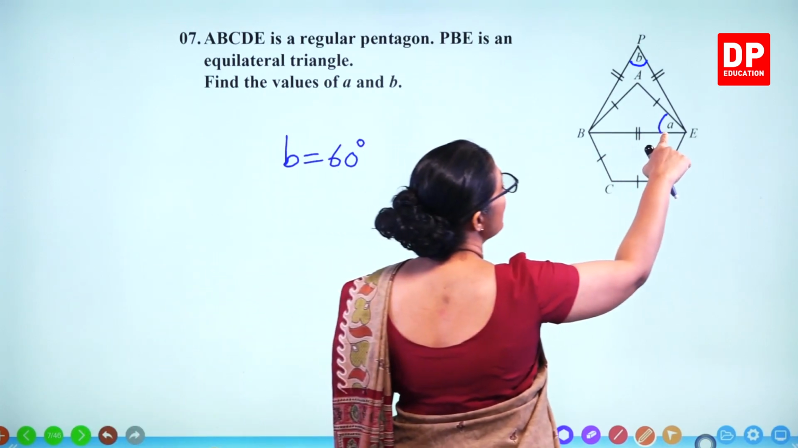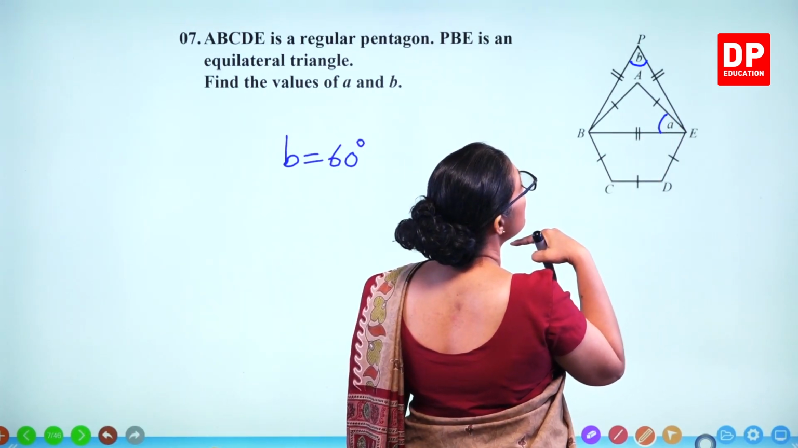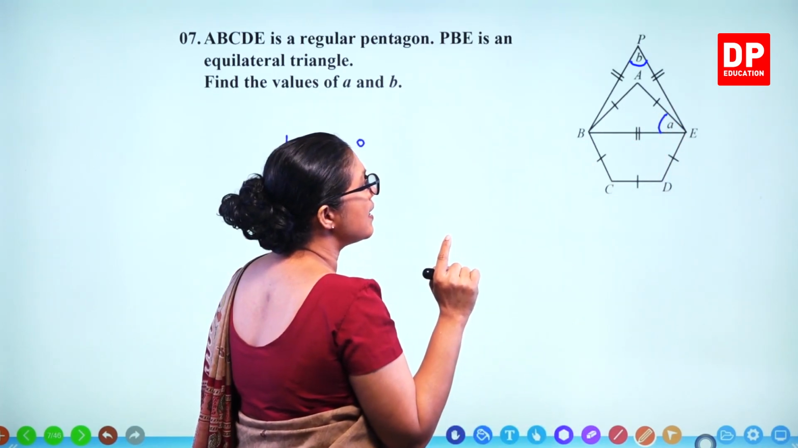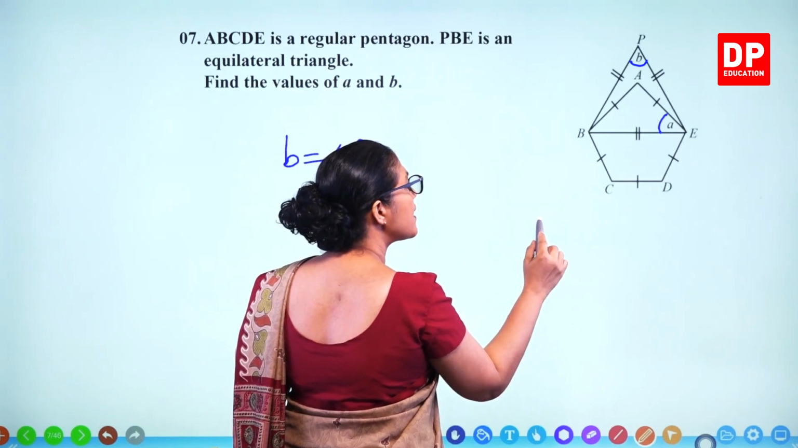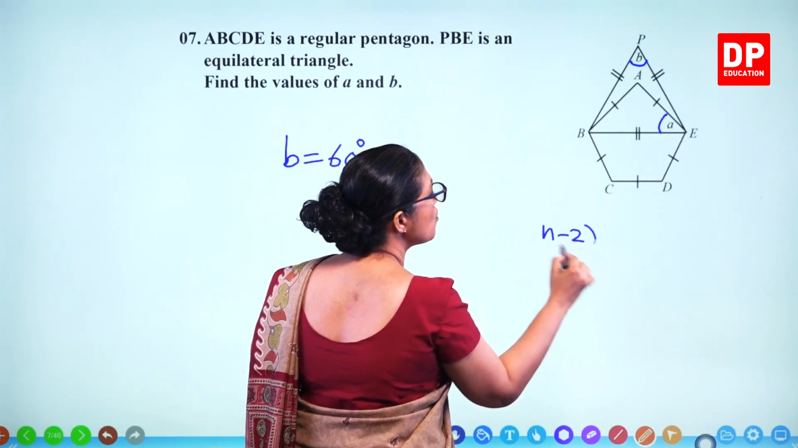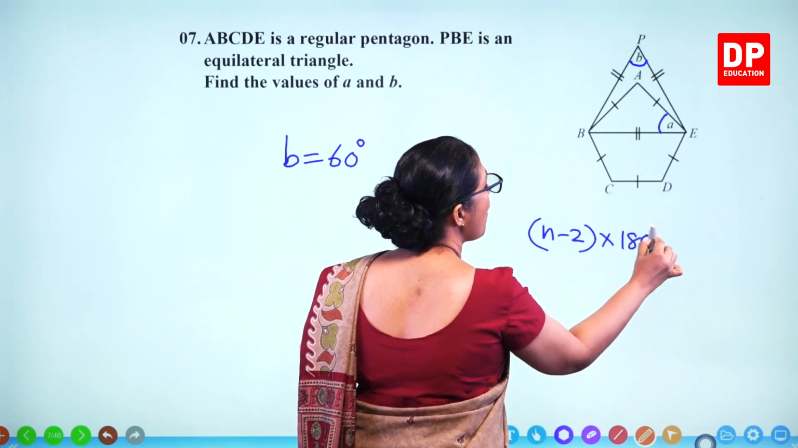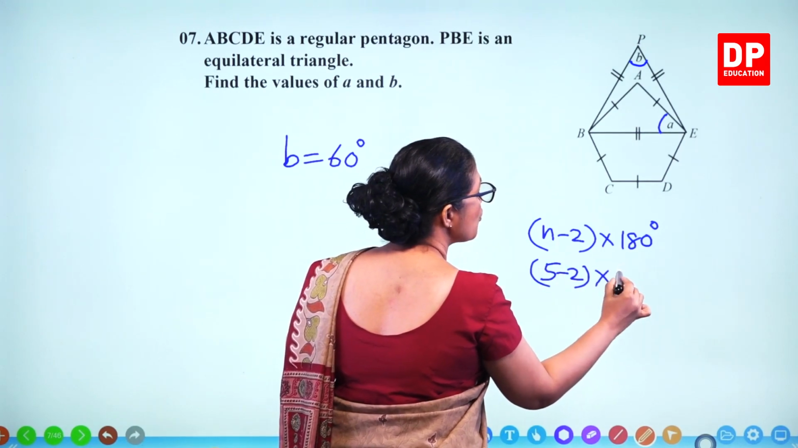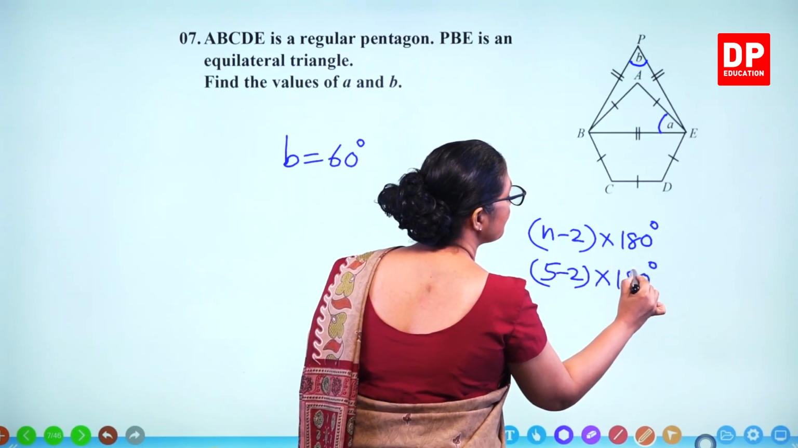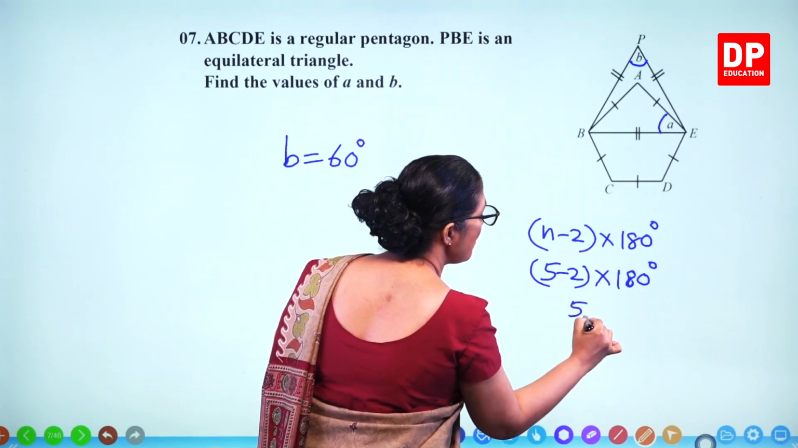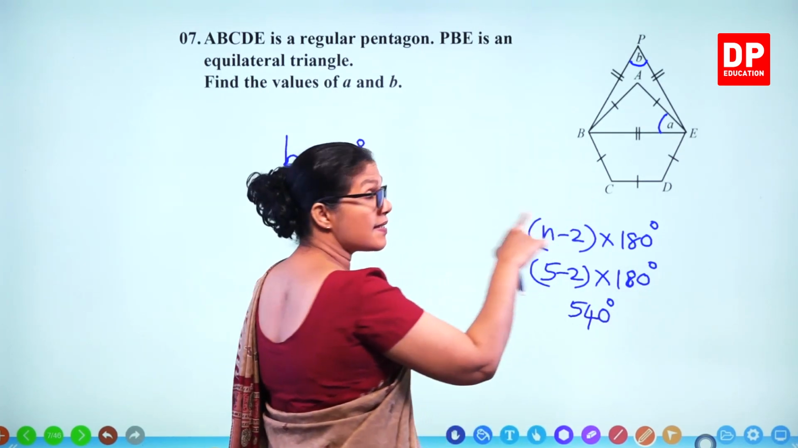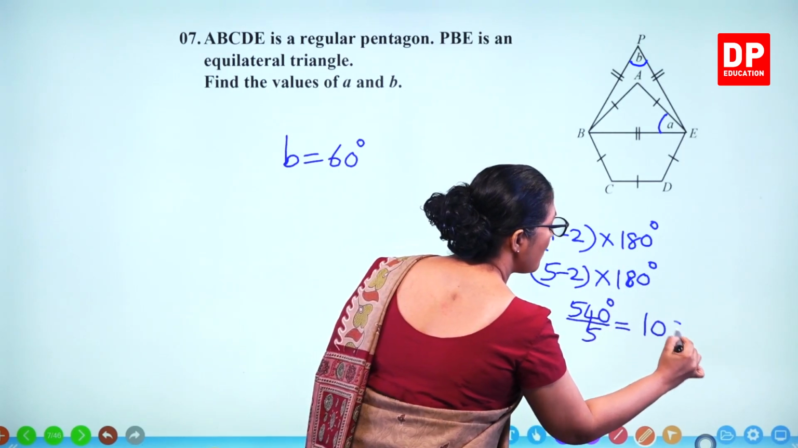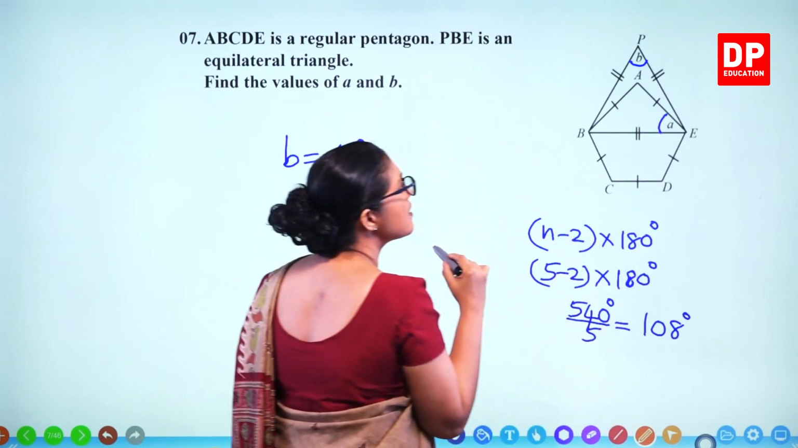But how do we find out A? We can use the angle inside the pentagon. So how do you find the sum of angles in a pentagon? N minus 2 into 180. So N is 5. 5 minus 2, 3 times 180. That's 540 is the angle sum. So when you divide by 5, you get one angle, 108. So each angle is 108.